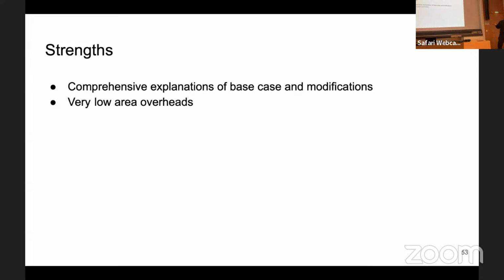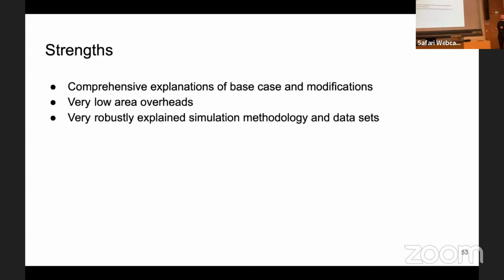It also has very low area overheads, which is something the authors cared a lot about. Especially when I compare this to some of the presentations we saw earlier, where a lot of the people sometimes complained about how the speedup results were estimated and how the estimates were put against other implementations that try something similar, it has a very robustly explained simulation methodology and which data sets it uses. I already had a lot of result slides. There's far more information in the paper.